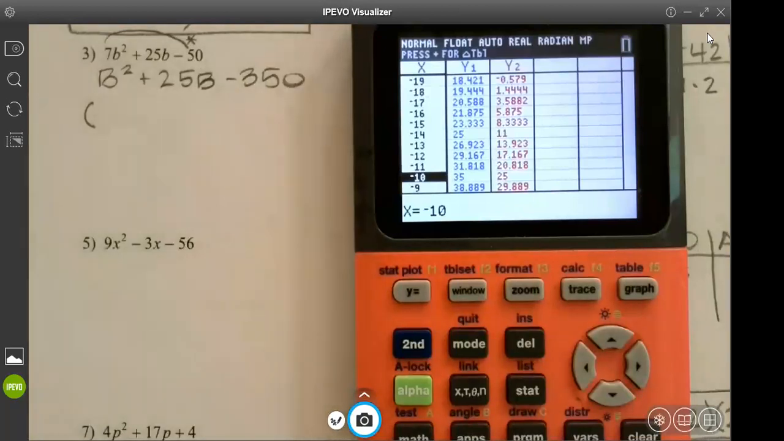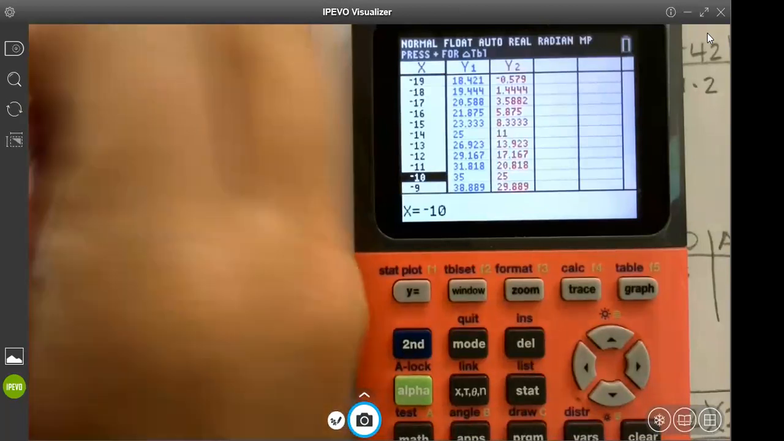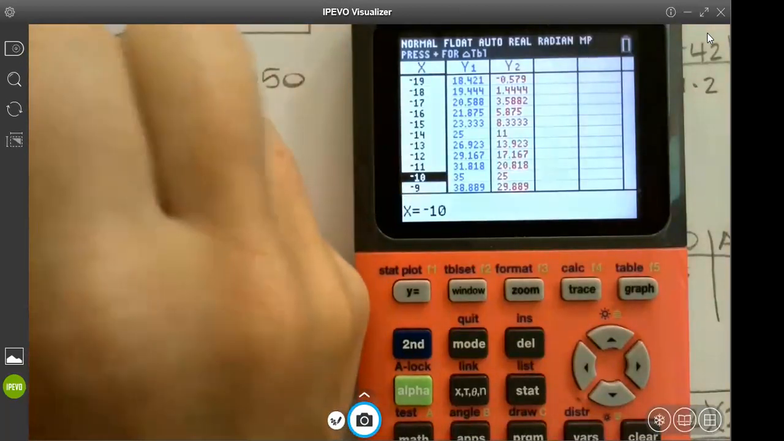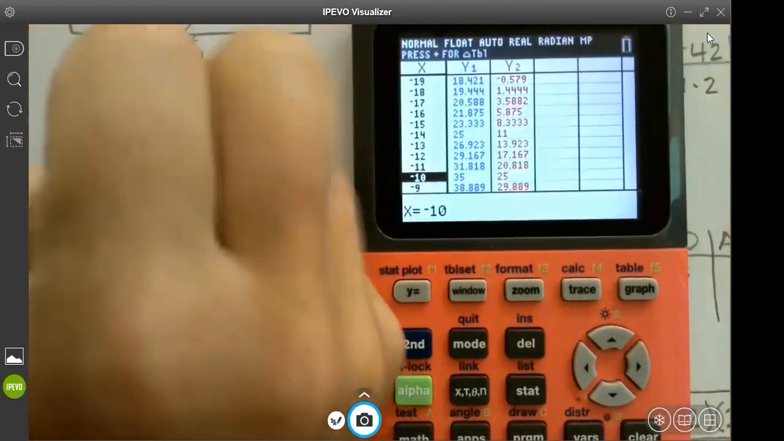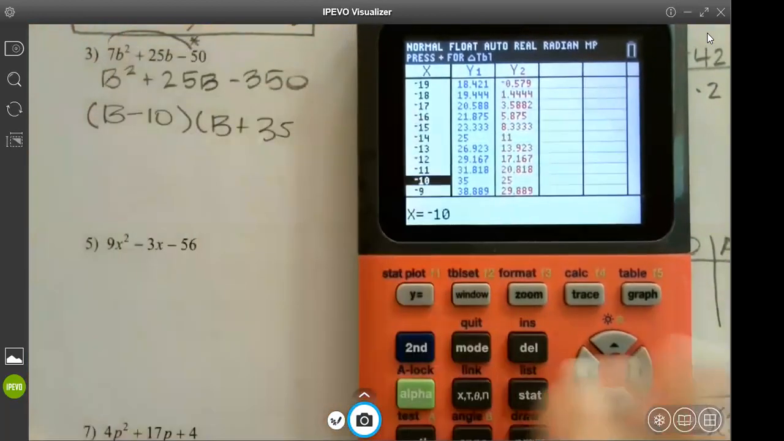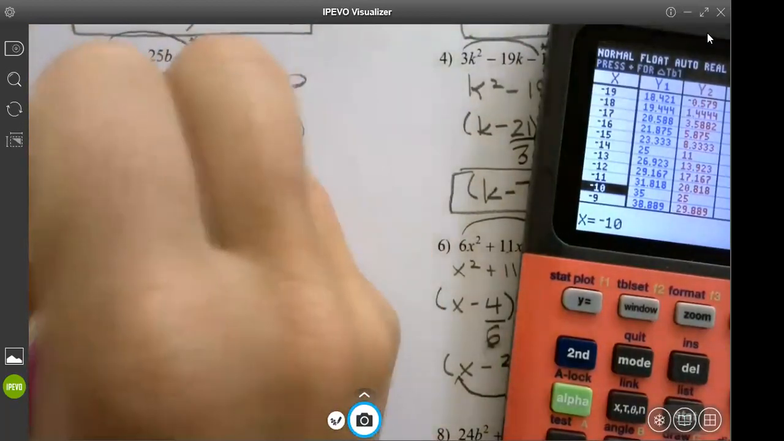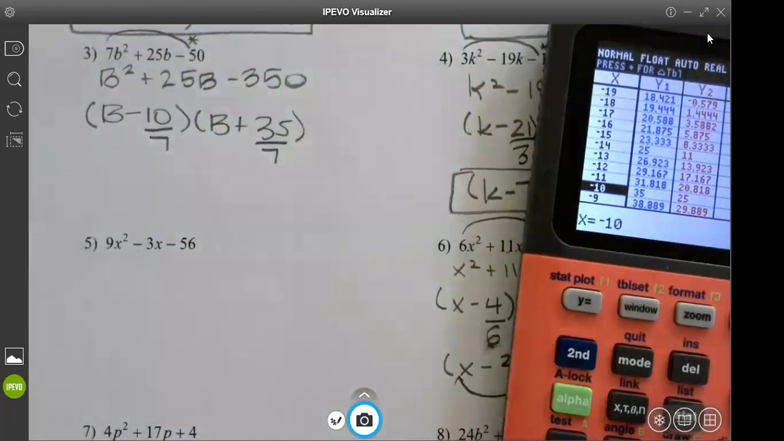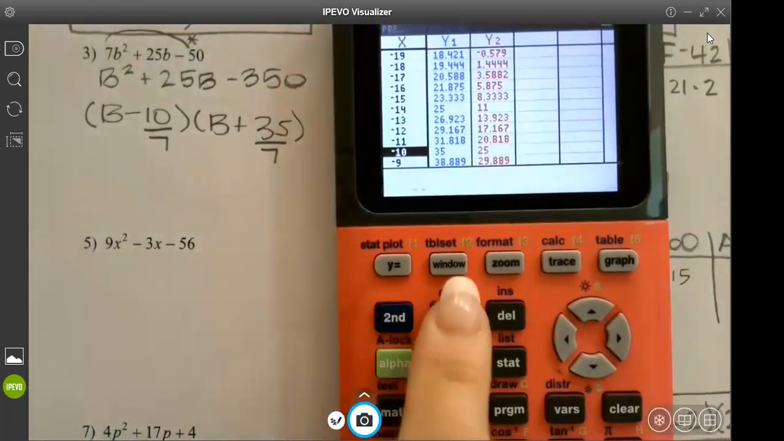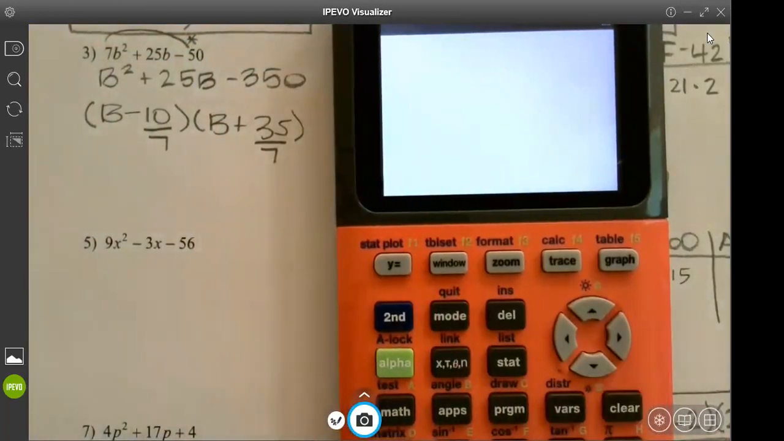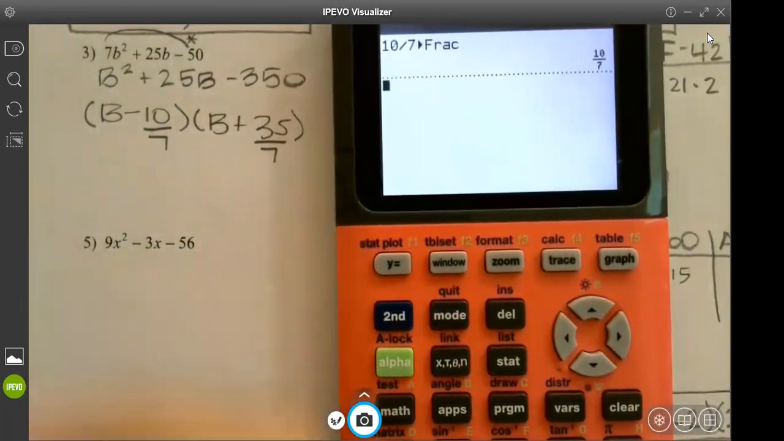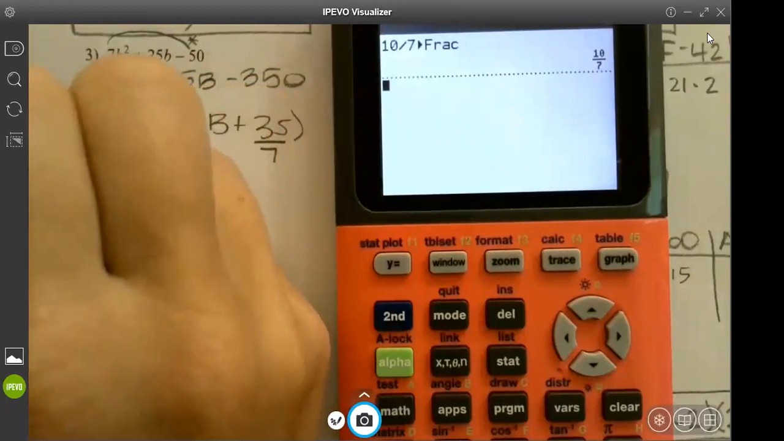All right, my two numbers are negative 10 and 35. So B minus 10 and B plus 35. I did slide, now I have to divide by 7. I want to check to make sure they don't reduce. So I'm going to do 10 over 7, math, enter. It did not reduce. So I just slide the 7 up.